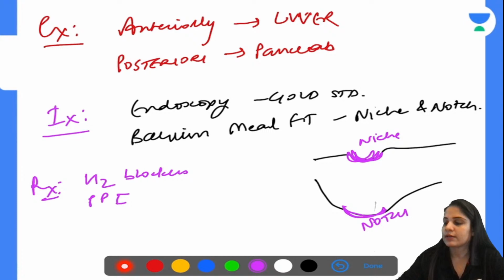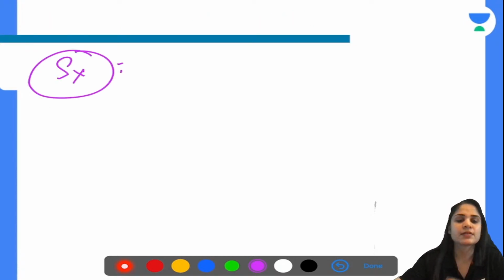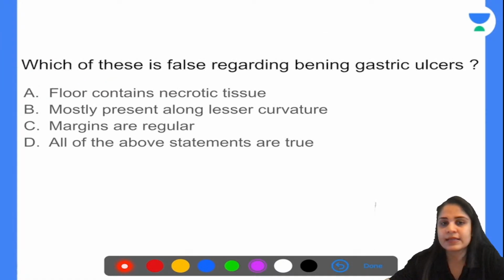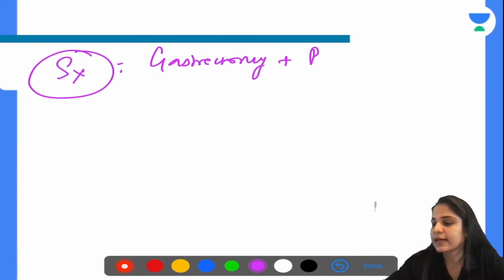Alright, the next question that we have is, what is the surgical treatment? Can anyone tell me the surgical treatment of the ulcer? Surgical treatment. Okay, so surgical treatment is nothing but you have to do a gastrectomy plus a drainage procedure or a reconstruction.